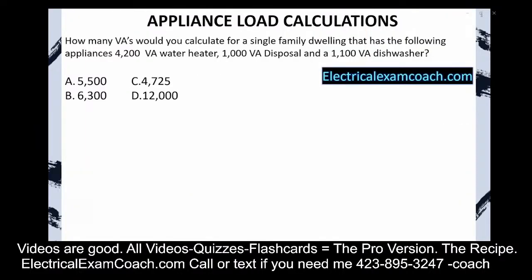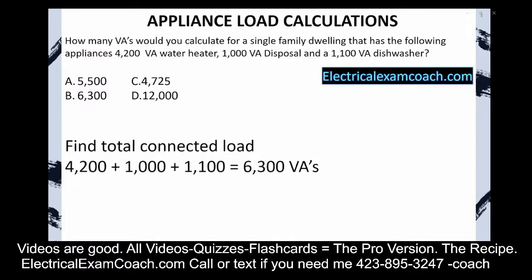How many VAs would you calculate for a single family dwelling that has the following appliances: a 4,200 VA water heater, a 1,000 VA disposal, and an 1,100 VA dishwasher? First, we're going to find the total connected load. We total all that up, it equals 6,300 VAs. Now, we check for demand factors.